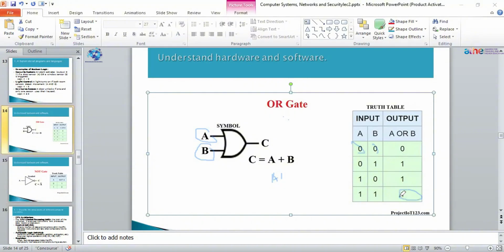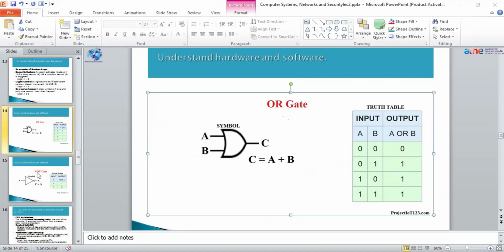Don't try to add 2 here, because a computer only understands zeros and ones. The answer of 1 plus 1 is 1. The answer of 1 plus 1 plus 1 will also be 1. If you add too many zeros, the answer remains the same. It will be 1. So that is the OR gate.